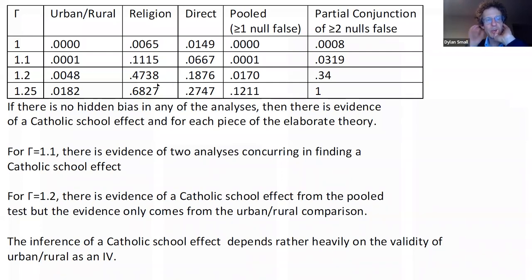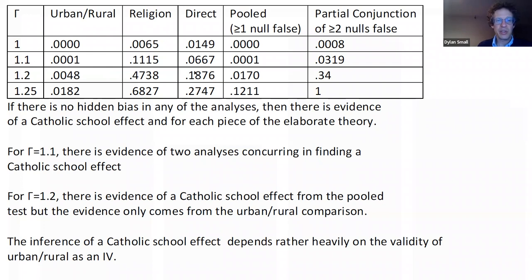But now, if you go up to just a little bit of bias, so this is gamma of 1.1, or maybe 10% higher odds of going to Catholic high school for urban students, this religion effect we saw before goes away, and this one is starting to go away, although this one is still significant.